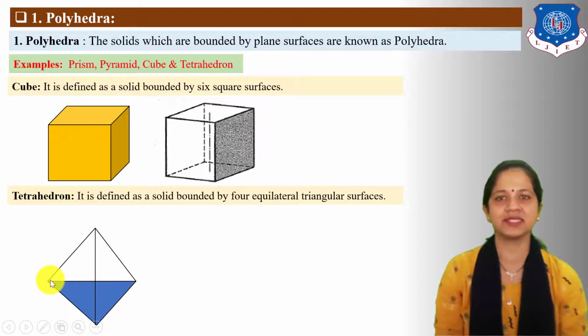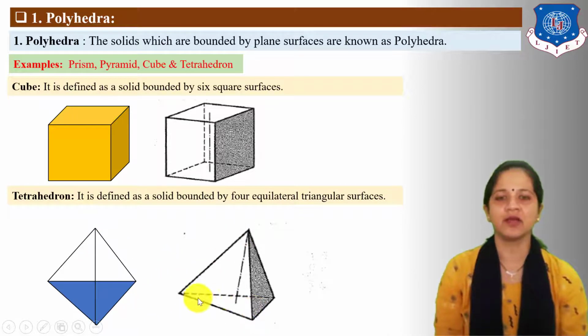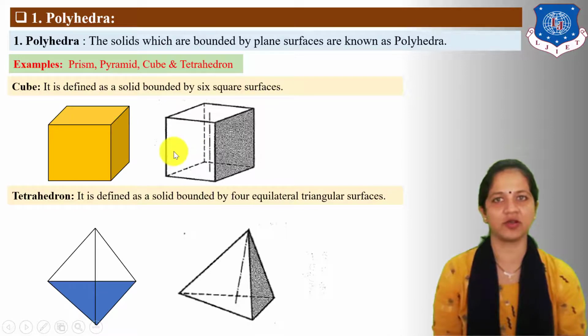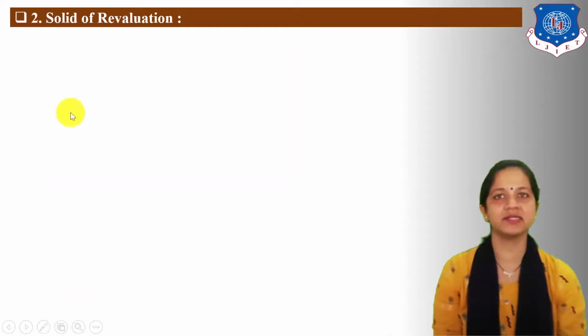The shape of base is triangle. The size of base edges and slant edges are same. So, tetrahedron having 4 equilateral triangular surfaces in which the size of all edges are same. Now here you can see cube is a minor modification of square prism and tetrahedron is a minor modification of triangular pyramid.